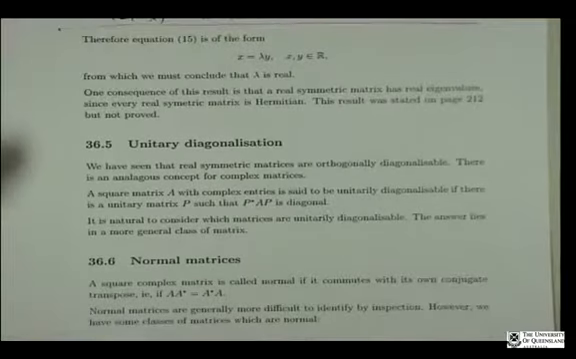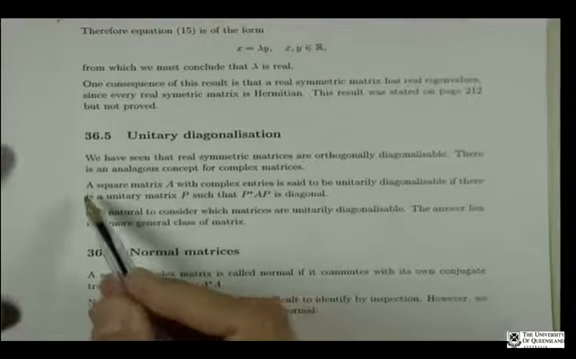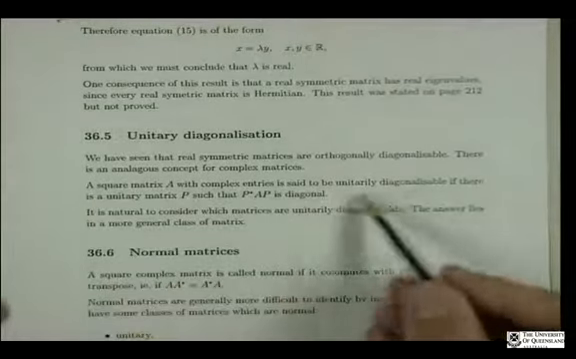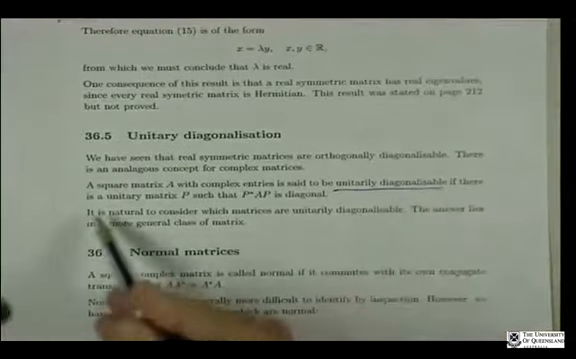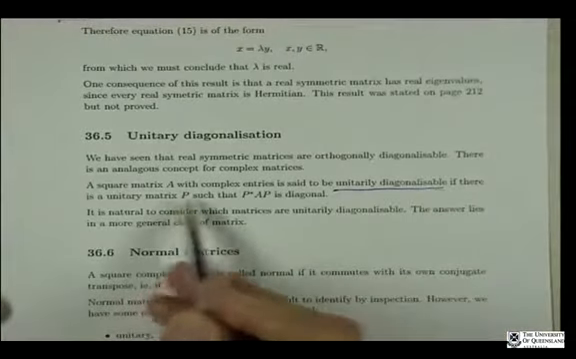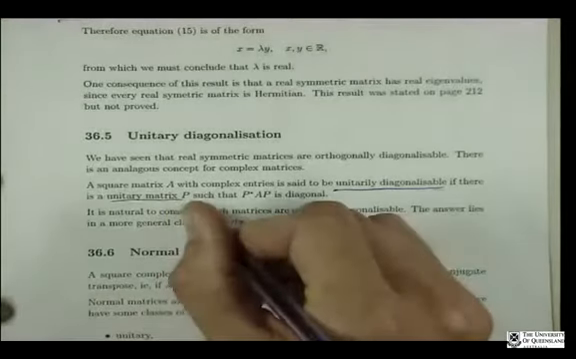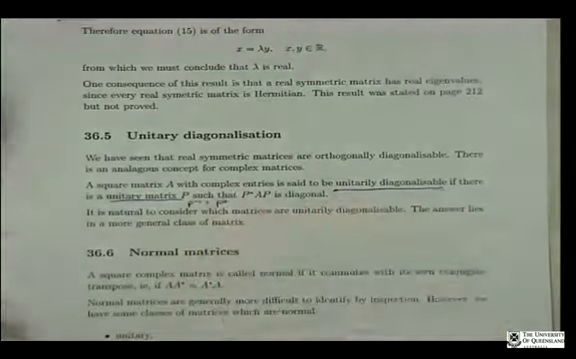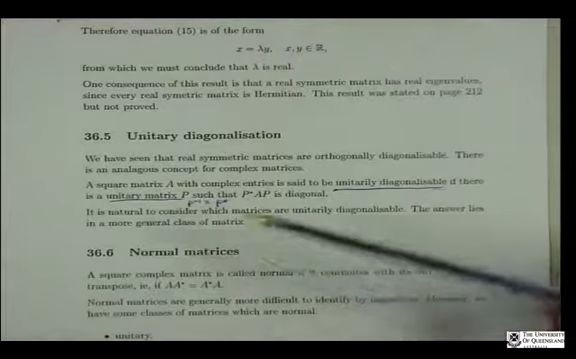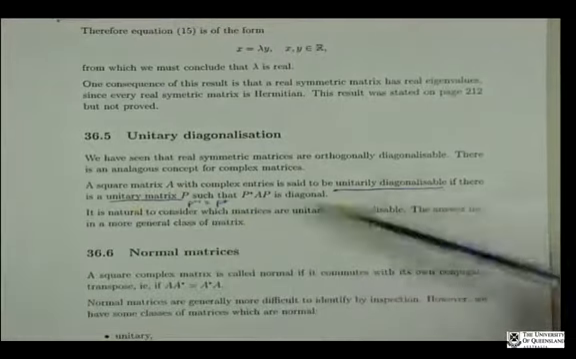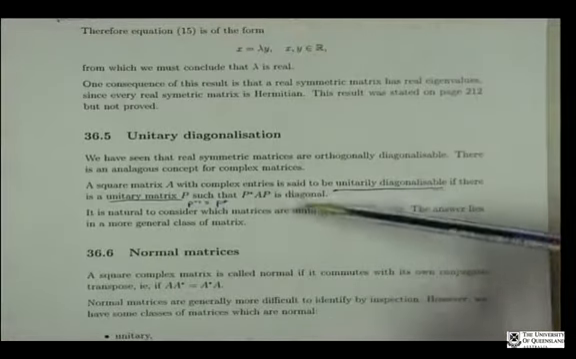Before we go into that discussion, let's define exactly what we mean by unitary diagonalization. Having seen orthogonal diagonalization and the complex dot product, it should come as no surprise. A square matrix A with complex entries is said to be unitarily diagonalizable if there is a unitary matrix P, remember, a matrix whose inverse is equal to the conjugate transpose, so that P inverse equals P star, such that the product P star A P is a diagonal matrix.